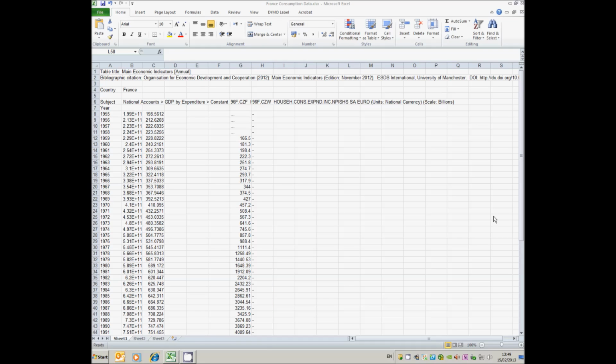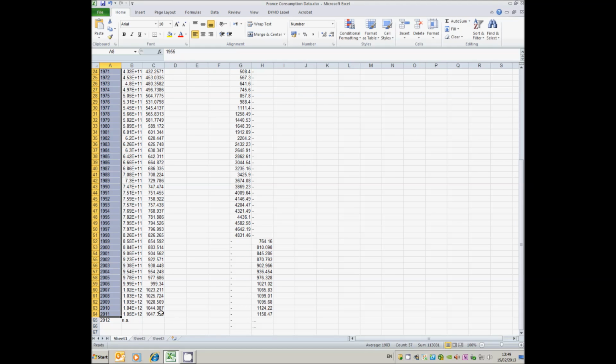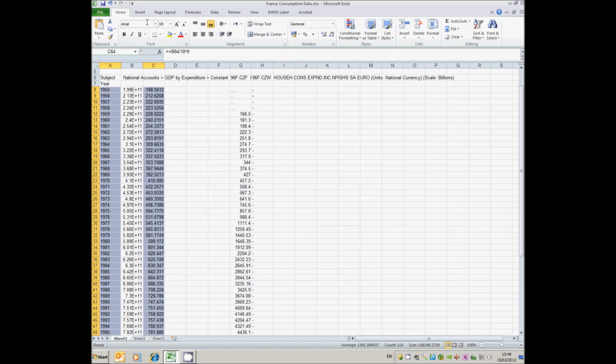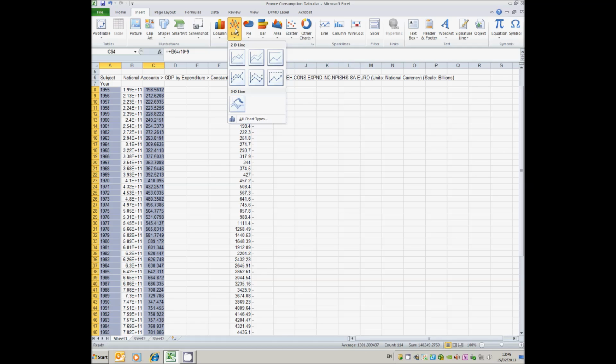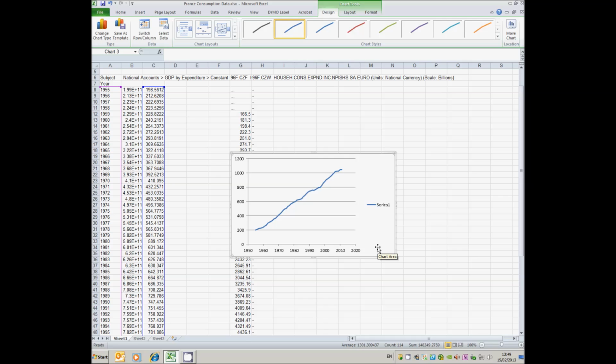Finally, we'll check if our results look reasonable by plotting the data and calculating the average growth rate. So to plot the series, we highlight the dates and the series itself, and then put in a scatter graph. So we go scatter, and we get quite a reasonable looking series for real consumption expenditures.